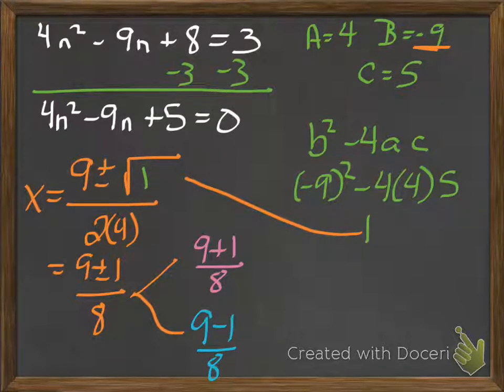Does the 9 have to be negative since it's negative b? Well, the b is negative 9. Yeah. So negative b is another way of saying opposite b. Okay.